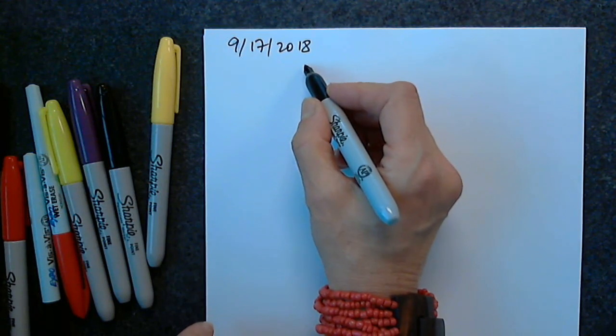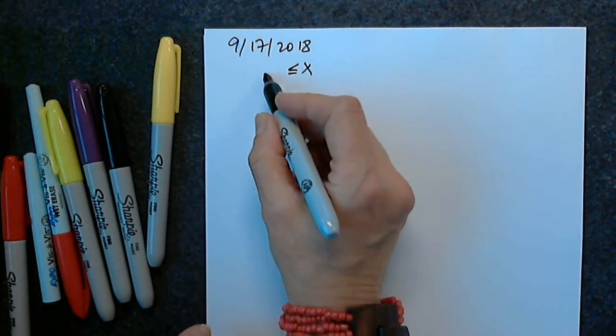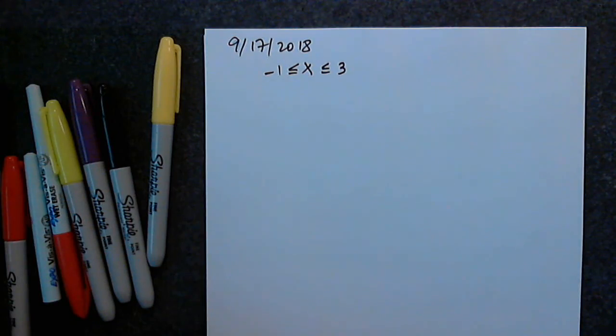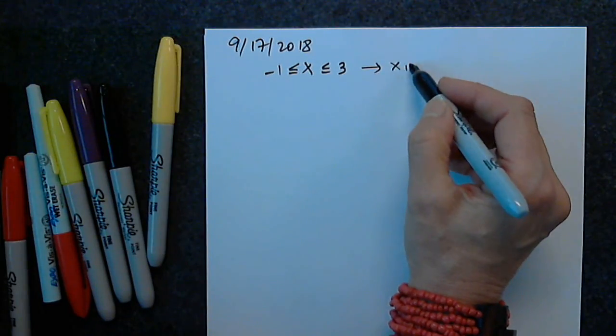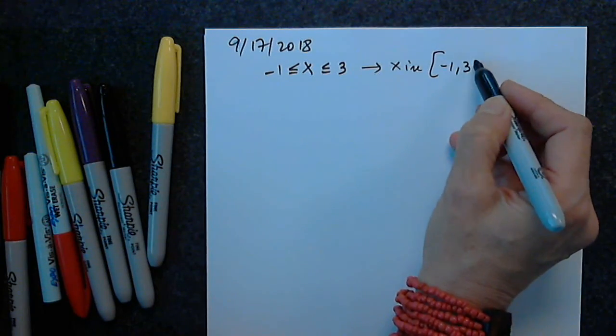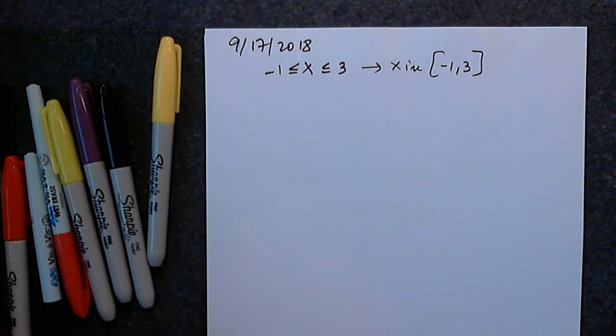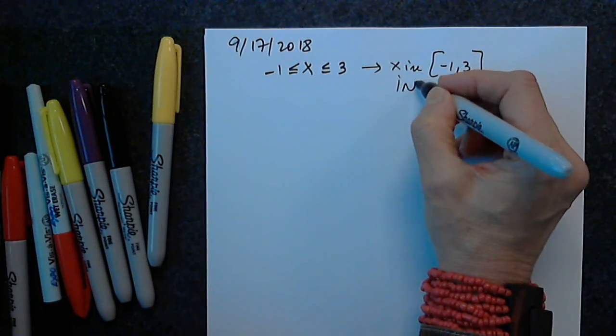Want to present x is greater than or equal to -1 but less than or equal to 3. The interval notation is exactly what I see, x in the interval -1 comma 3. So this is the interval notation.